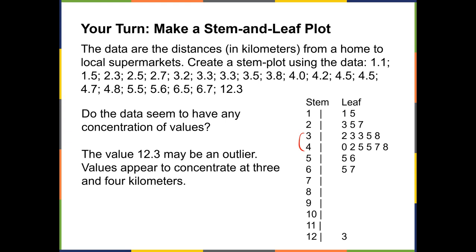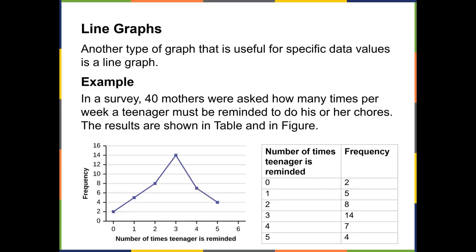The value 12.3 is what we call an outlier. Okay. That one's way away from all the other ones. It's called an outlier just because it's so far away. So most people don't drive 12.3 kilometers to their local supermarket.